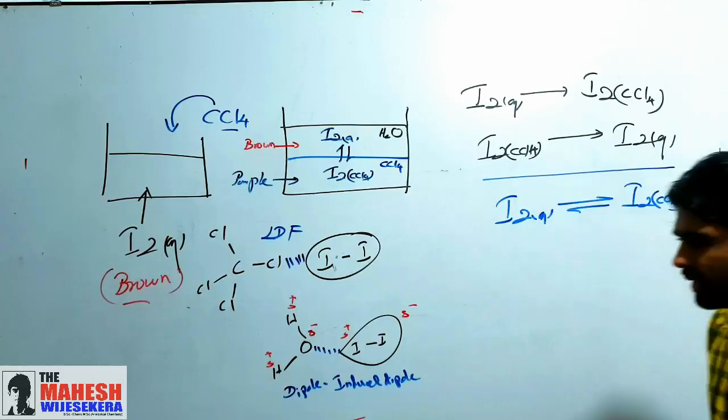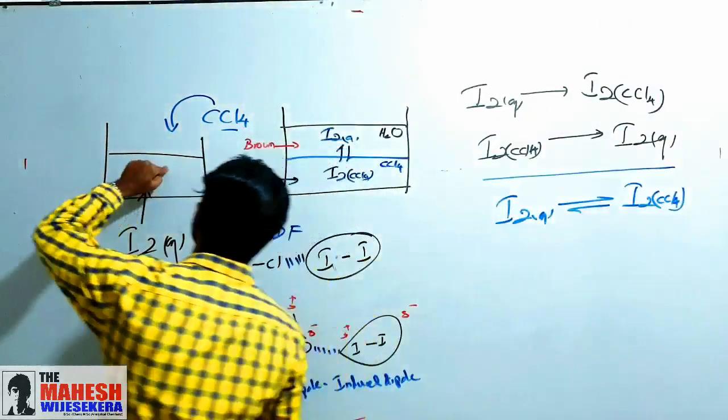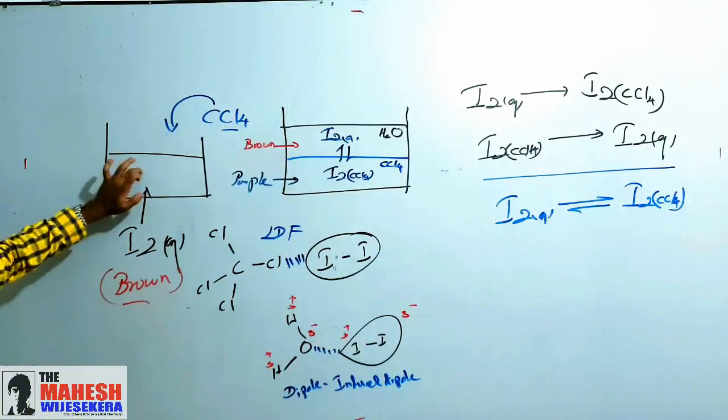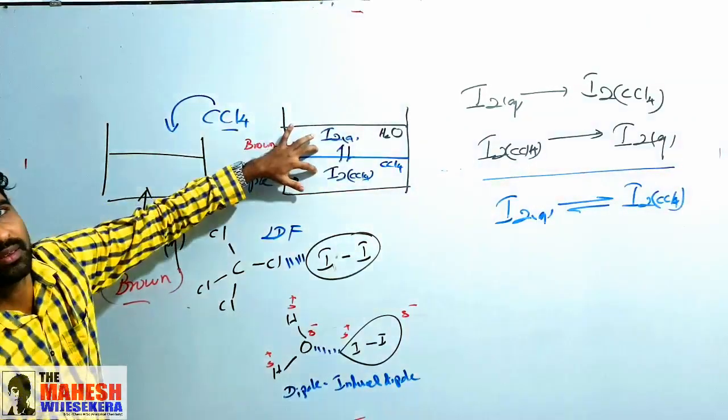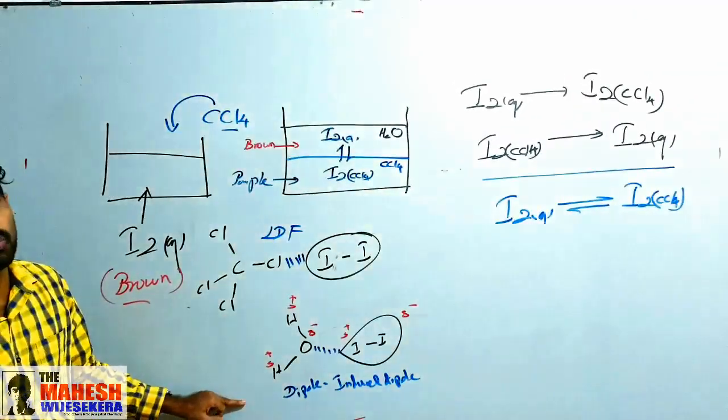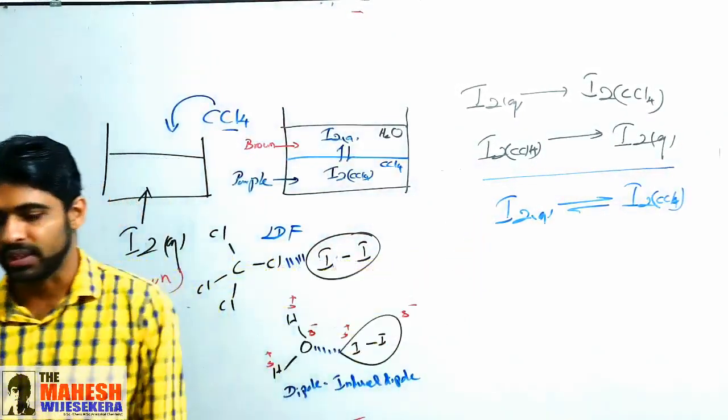Okay, so just write this one. Adding CCl4, it is brown in color, I2 aqueous. Then you get two layers separated, and separately write these two also. Because of these two, it is soluble. Don't write the equations.